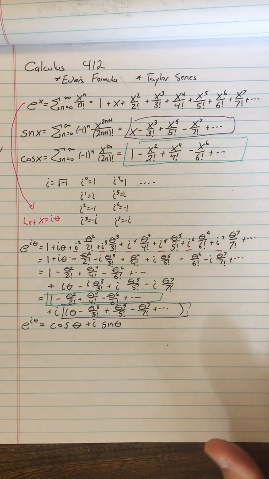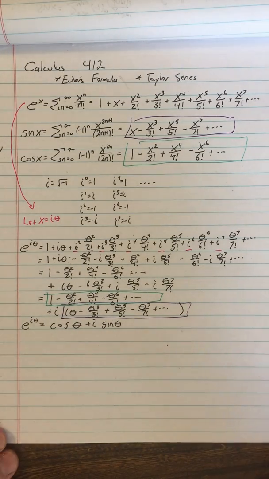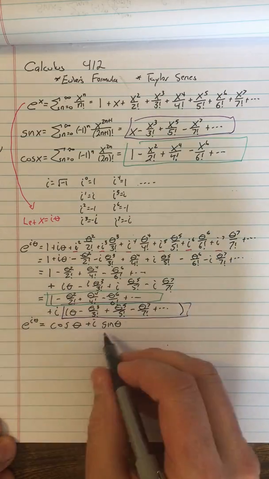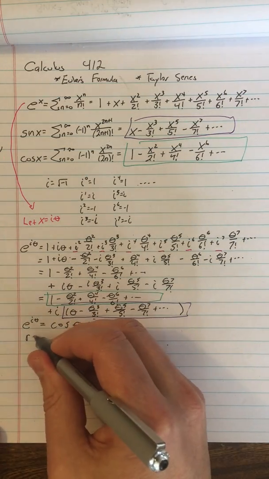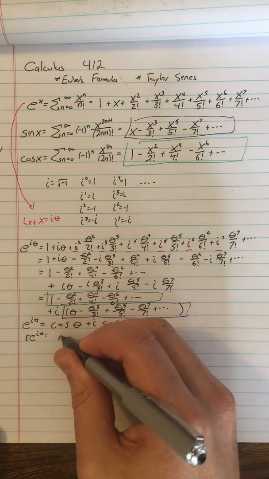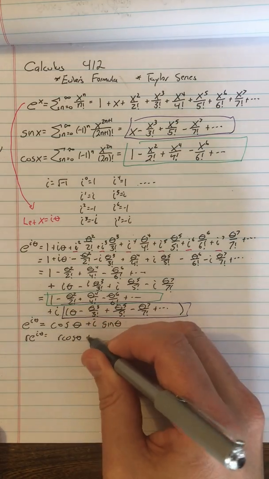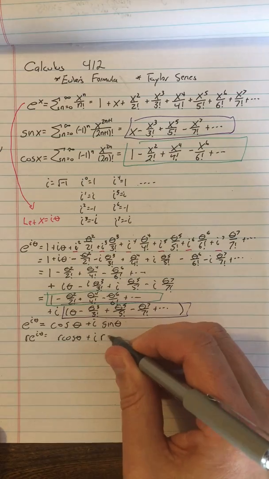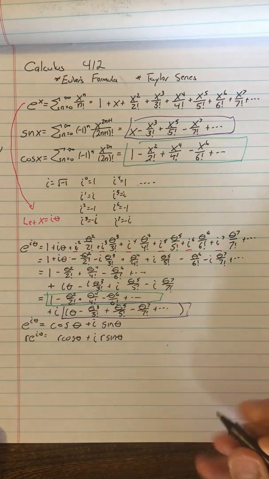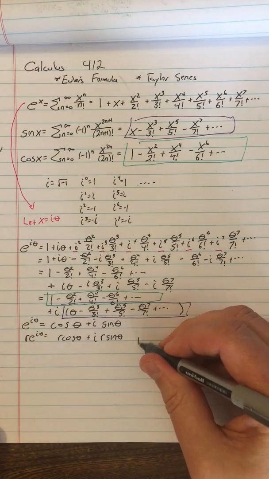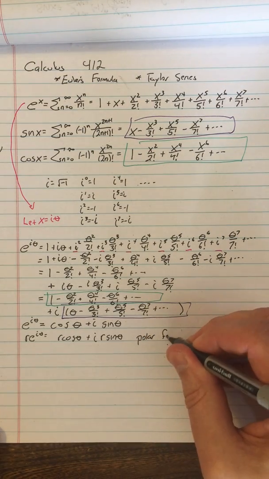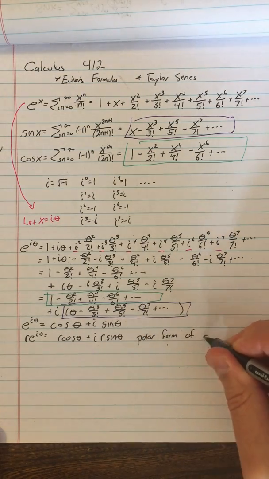There's a couple of different ways that people use that. One thing is you can multiply both sides by radius r and get r e to the i theta equals r cosine theta plus i r sine theta. Why is that interesting? Because if you remember your polar coordinate studies from pre-calculus, that is the polar form of a complex number.